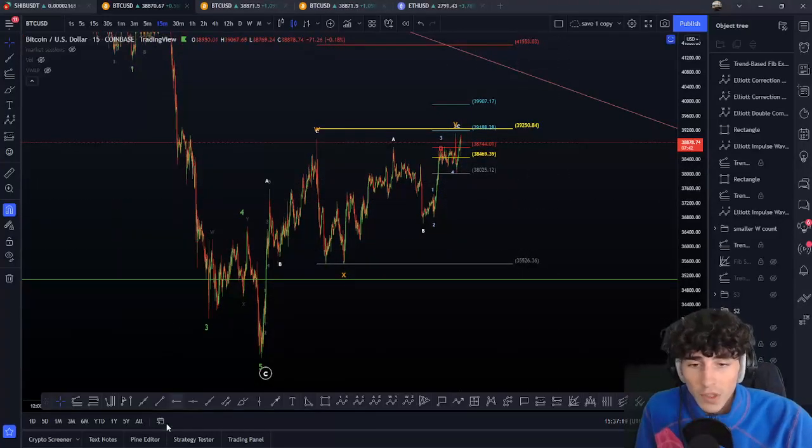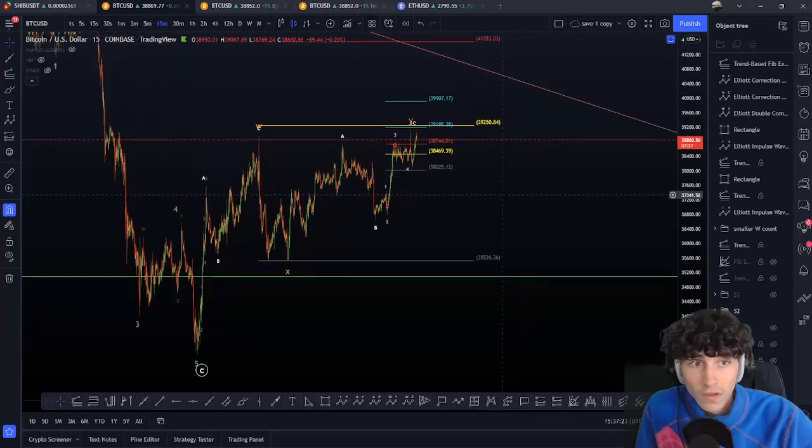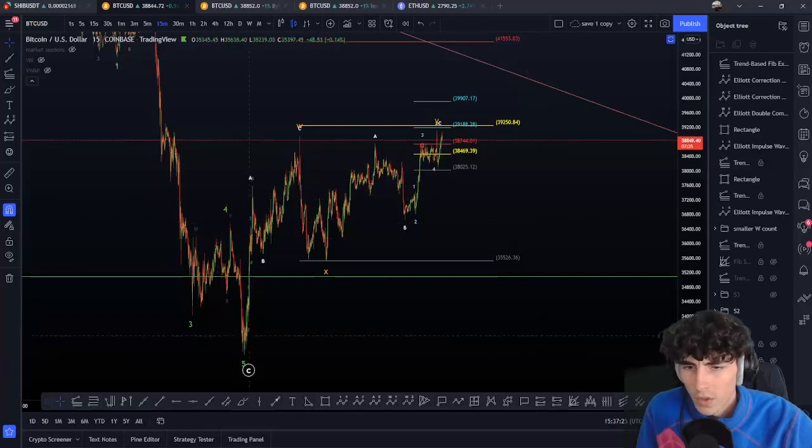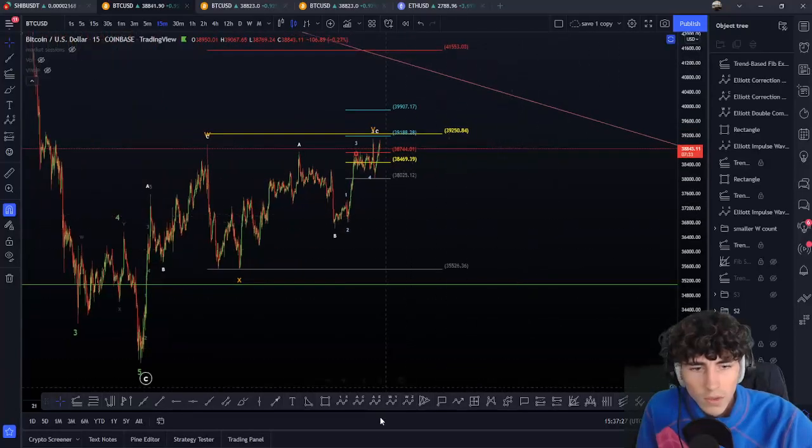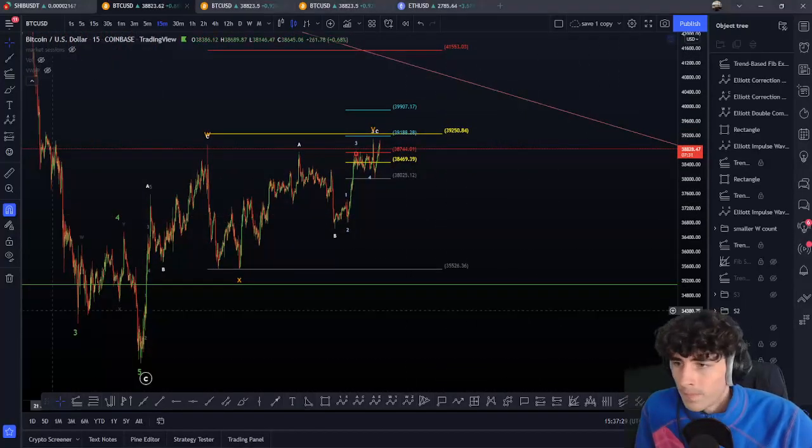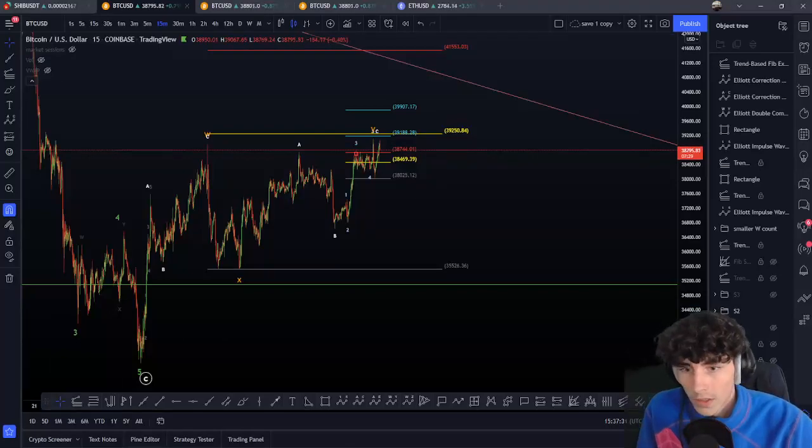So there is different possible Elliott wave count here, sorry. So sorry if I pause the recording, sometimes I have to manage the trade right now. Alright, 2 seconds please.